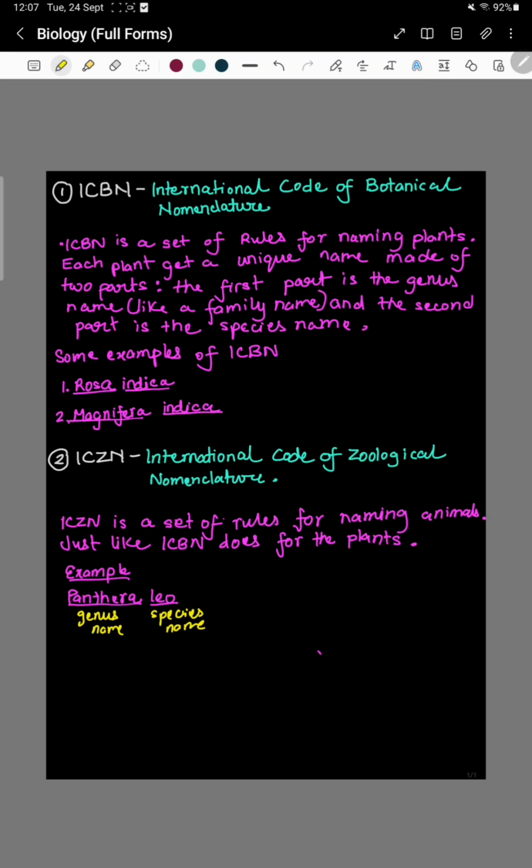This system helps avoid confusion when talking about different animal species or plant species. ICBN helps avoid confusion when talking about different plant species, and ICZN helps avoid confusion when talking about different animal species. So I hope ICBN and ICZN are clear to you. Next, number 3.